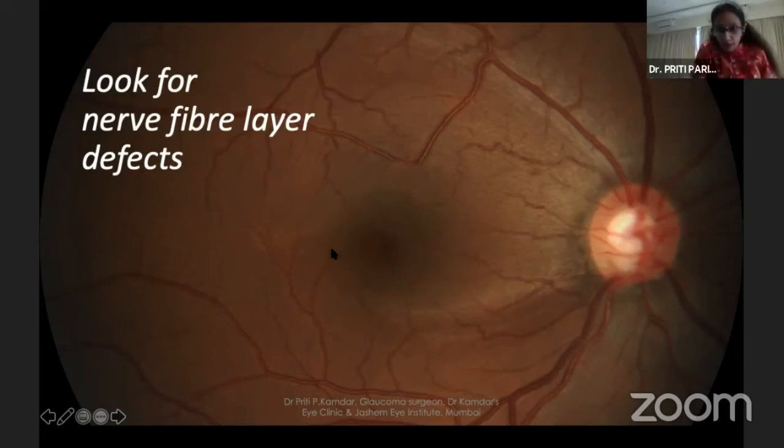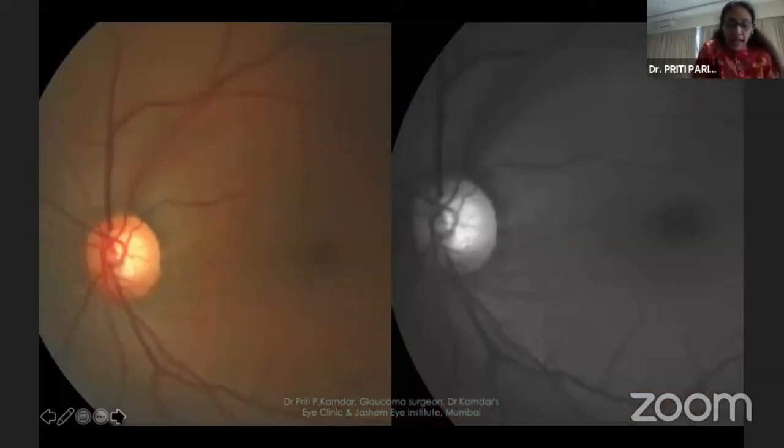Nerve fiber layer examination is an extension of a disc examination, and very subtle, and they are best seen on a photograph. Now, here in this particular disc, you have a notch in the disc and a corresponding nerve fiber layer defect. But if you do not take a disc photograph, you will miss the very subtle nerve fiber layer defect which is superiorly, and hence I have been a strong advocate of a disc photograph whenever you have a suspicious disc.